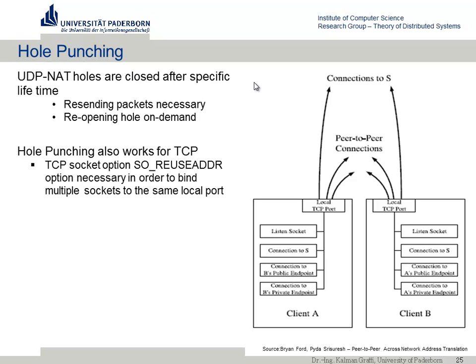What you should also keep in mind is that a UDP NAT mapping has the problem that it closes after a specific lifetime. It is only good for a specific time, so you have to resend messages all the time to reopen it. But you can also use it for TCP, with the socket option SO_REUSEADDR, which enables it to keep up the connection and reuse it all the time.